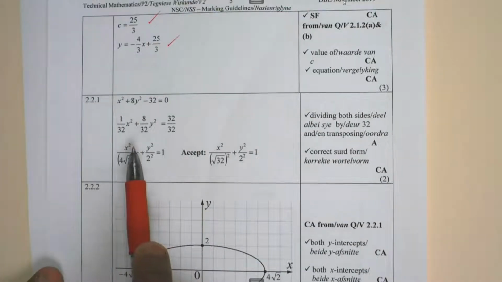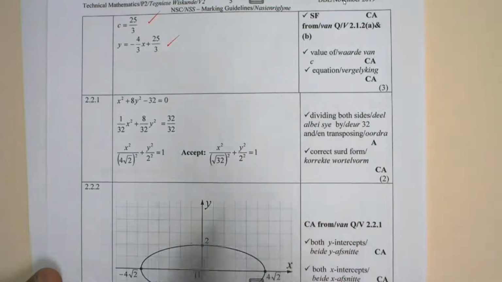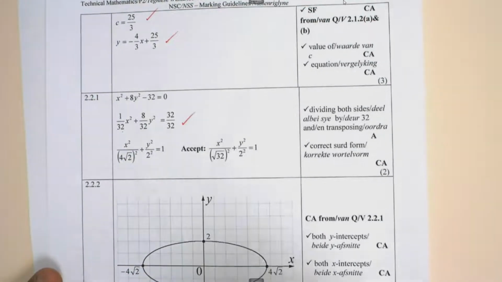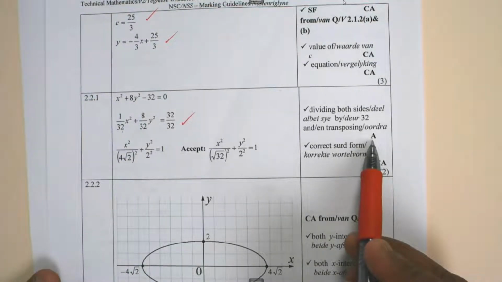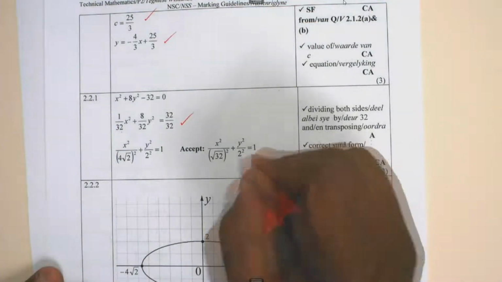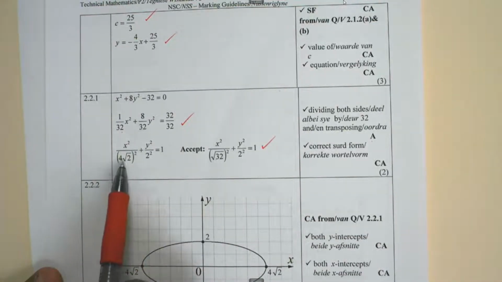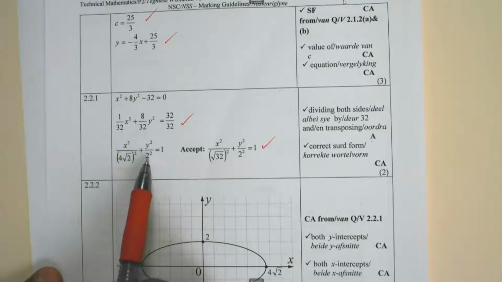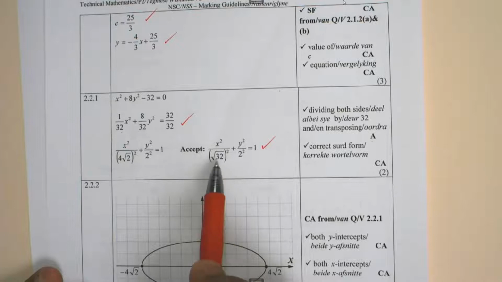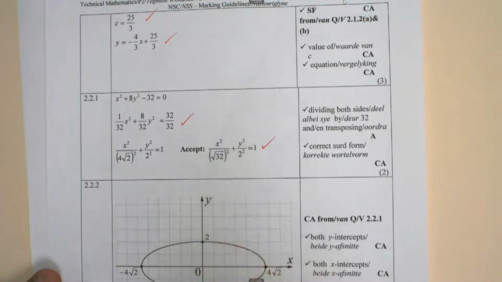Now, what is the first mark? The first mark is for dividing both sides by 32. By dividing both sides by 32, that is a mark, and then this is an accuracy mark. The last mark will be the correct set form. Therefore, you have x squared divided by 4 square root of 2 squared plus y squared divided by 2 squared equals 1. Or you can also accept x squared all over square root of 32 squared plus y squared all over 2 squared equals 1.